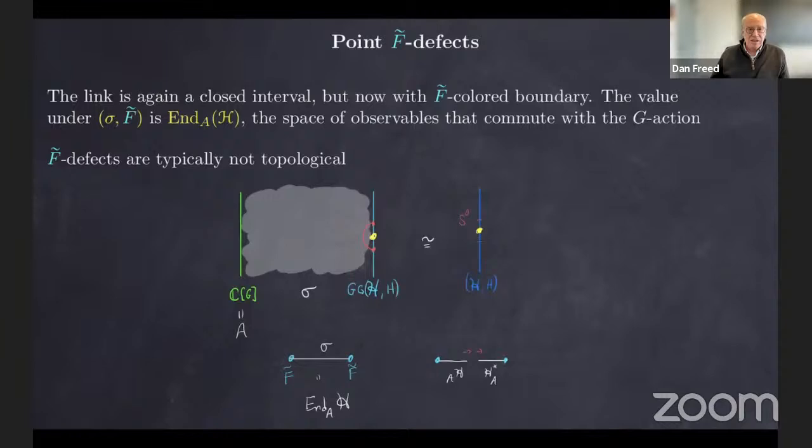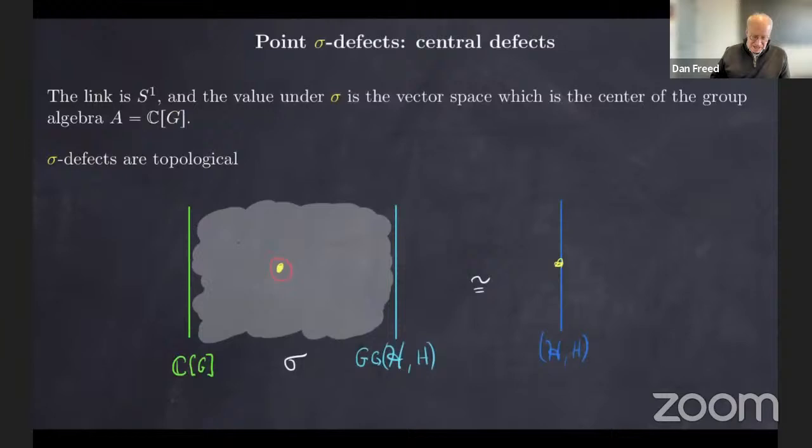What about a point defect in the middle? Well, now the link is a circle. And so we have to evaluate the two-dimensional gauge theory on a circle. That's well known. What you get is the center of the group algebra. So in particular, if you have a central element of the group, you can label it by a central element, just a single group element Z. Or you might take the sum of elements in a conjugacy class of G. That's a central element of the group algebra. And well, those are the elements you might put here. So those are kind of central defects. And again, they're topological because they're living in this topological part of the theory.